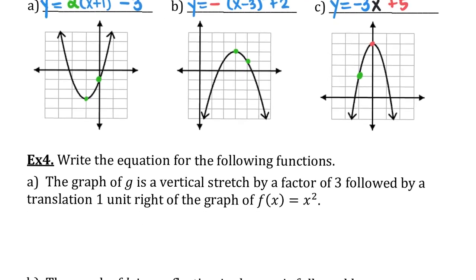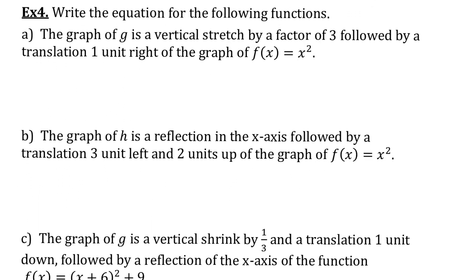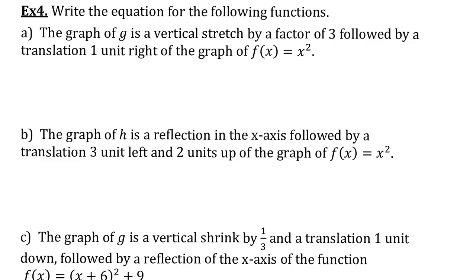Okay, last example, let's write the equation for the functions with the indicated transformations. So what does it say? The graph of g is a vertical stretch by a factor of 3 followed by a translation 1 unit right of the graph of f of x equals x squared. So let's start with this thing. Okay, and then I'm going to go in order. So first thing I'm going to do is stretch by 3. So this is going to make it 3x squared.